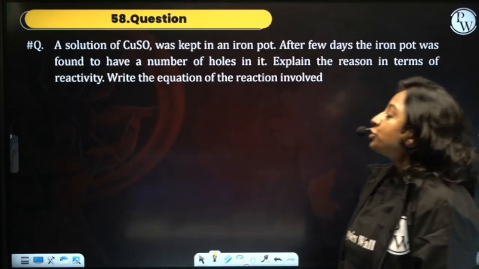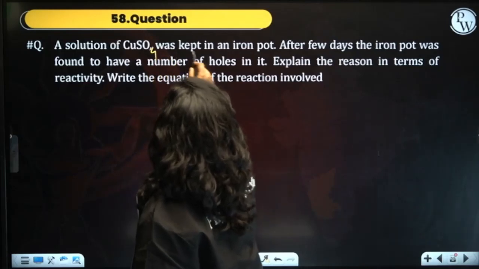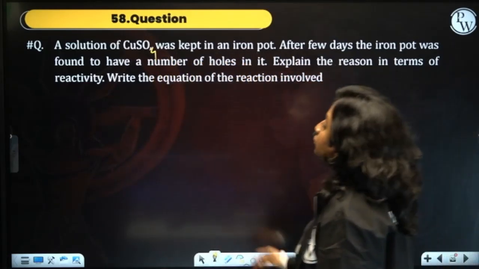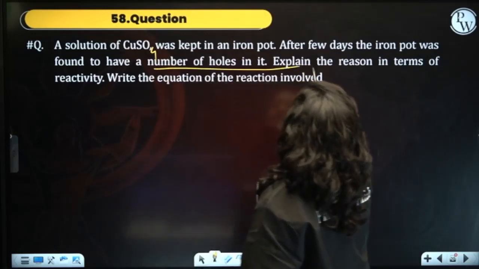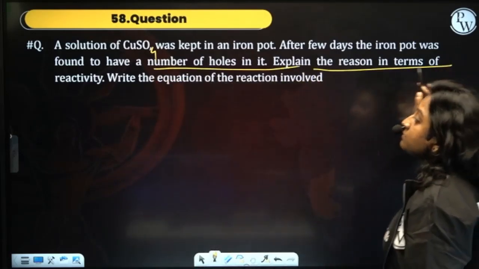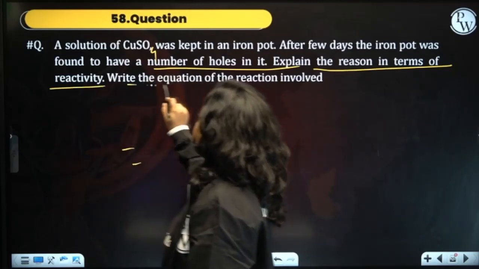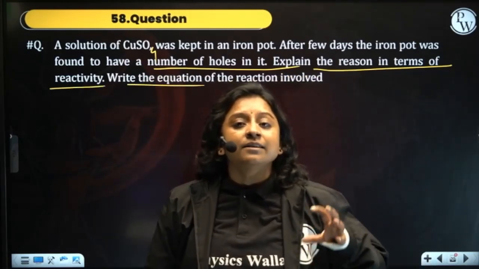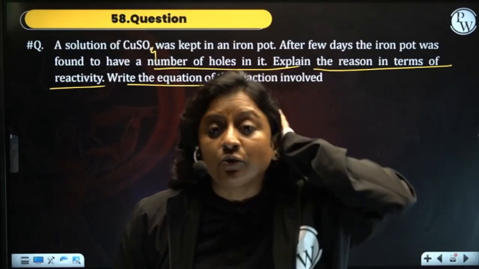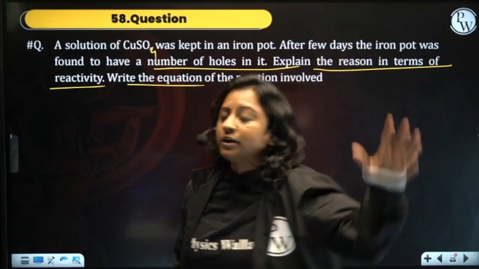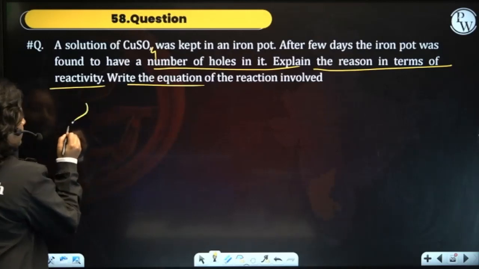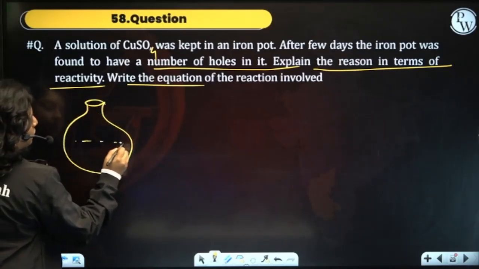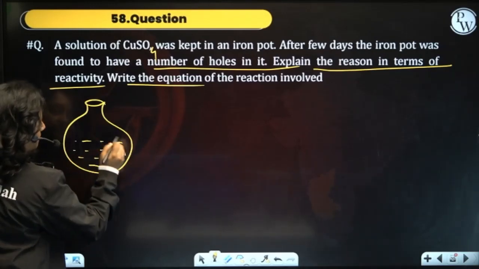Next, a solution of copper sulfate was kept in an iron pot. After a few days, the iron pot was found to have a number of holes in it. Explain the reason in terms of reactivity. Write the equation of the reaction involved. Why do you see a lot of holes on the iron pot? Say that this is the iron pot and you have kept copper sulfate solution.